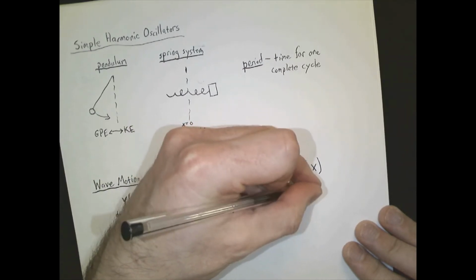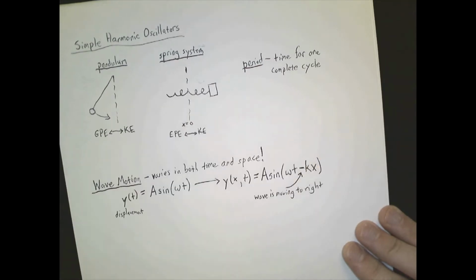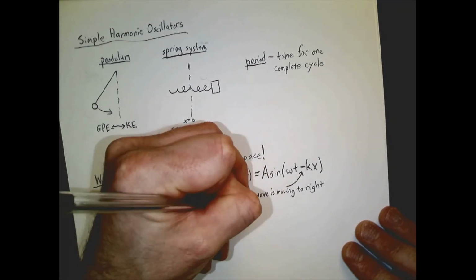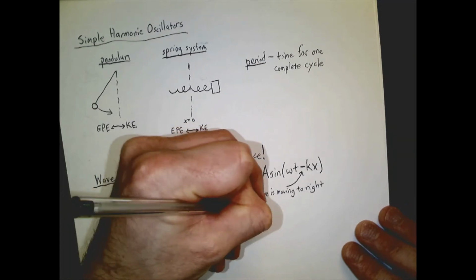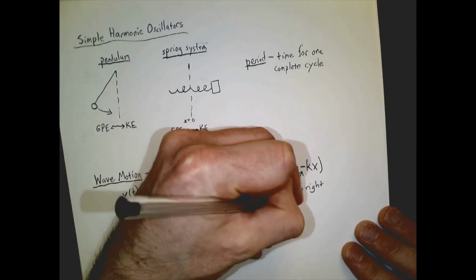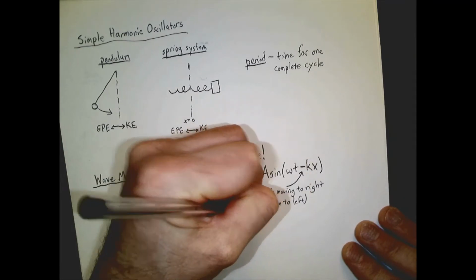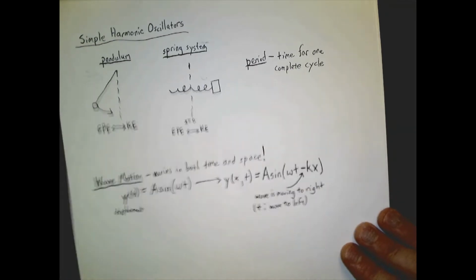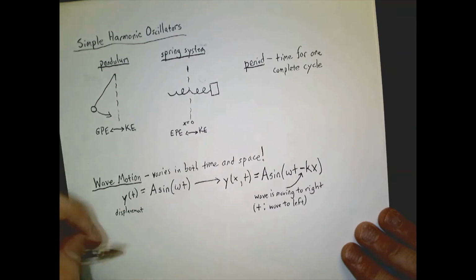So a wave, just like a particle, has a direction to its velocity. It can move to the right or the left or up or down. And the negative sign here tells us that the wave is moving to the right. If we had a plus sign here, that would indicate that the wave is moving to the left. So keep an eye out for that. The sign that you see in front of the x term, the spatial term, is going to tell you which way this wave is going.